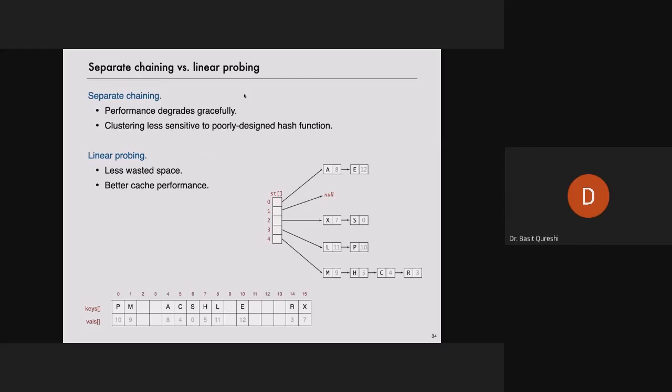So if I'm comparing separate chaining with linear probing, separate chaining performance degrades gracefully. There's less clustering, but it can be there if your hash function is poorly designed. Linear probing has less wasted space. It's better for cache performance, but this is good as long as there's plenty of space available.